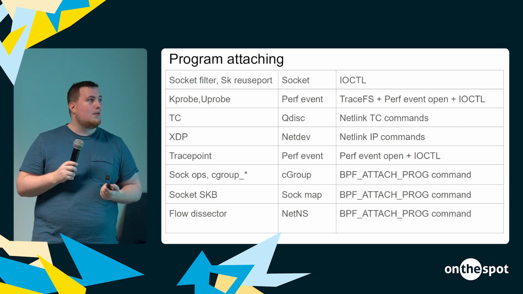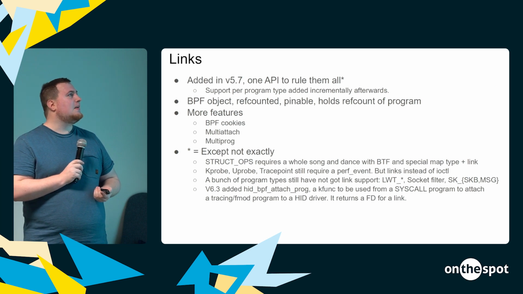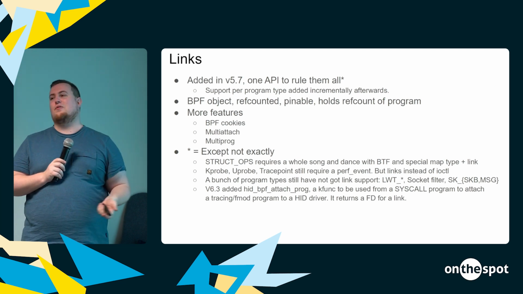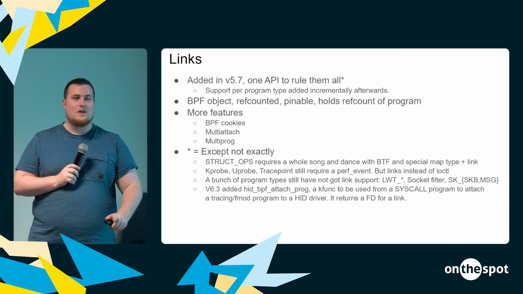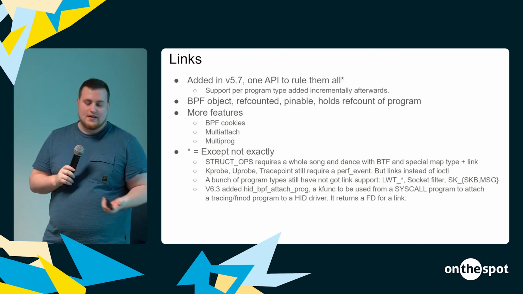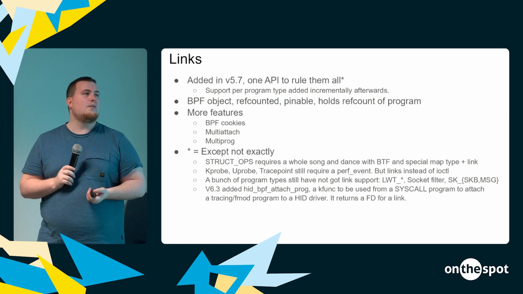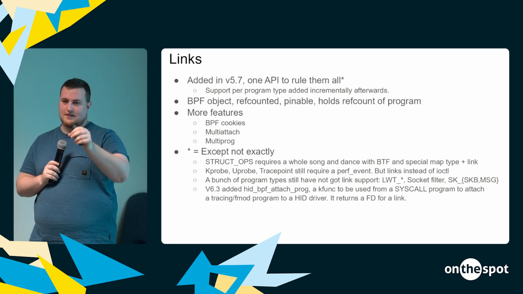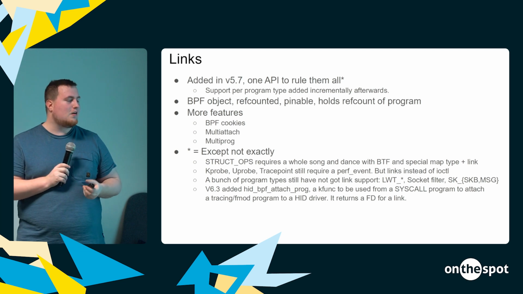But there is hopefully one solution, which is links. The idea behind the link, which was added in 5.7, is that instead of having all of these weird APIs, let's just create one API to rule them all, with an asterisk, which I'll get to. Support was added gradually, but if you're running on newer kernels, you can just use these links, and they're really nice. As long as a link exists, it holds a reference to both the attach point and the program itself.